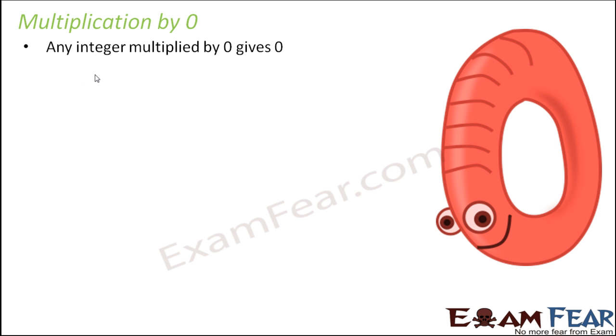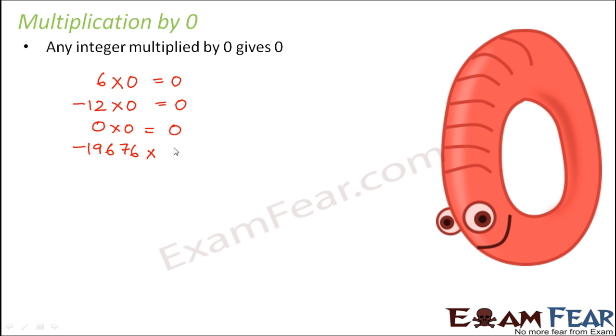Let us look at examples. So let us say 6 multiplied by 0 gives 0. Minus 12 multiplied by 0 gives 0. 0 multiplied by 0 gives 0. Minus 19,676 multiplied by 0 gives 0. So you take any number you want to. Once you multiply it with 0, the result is always 0.